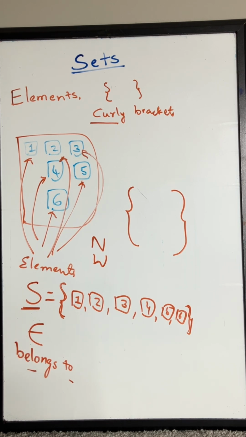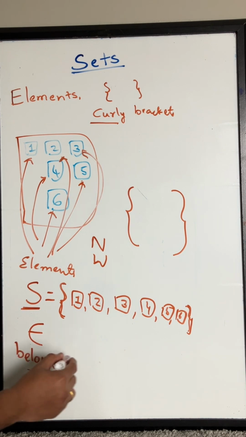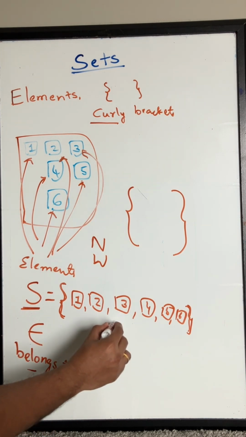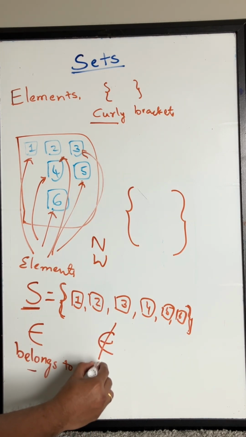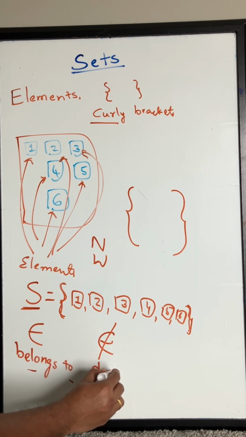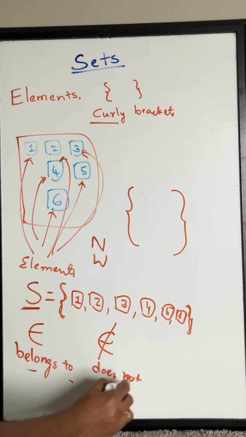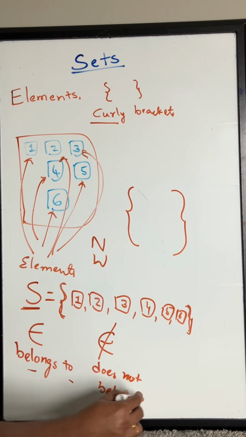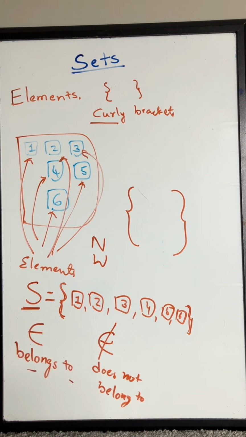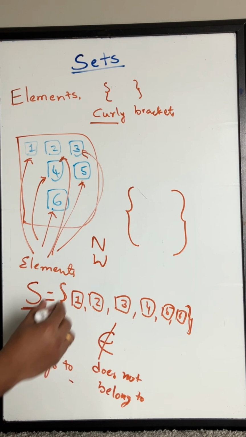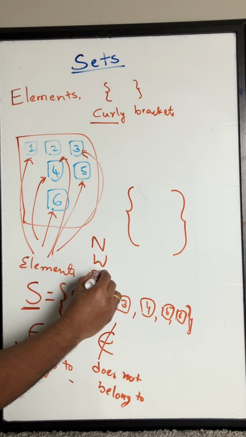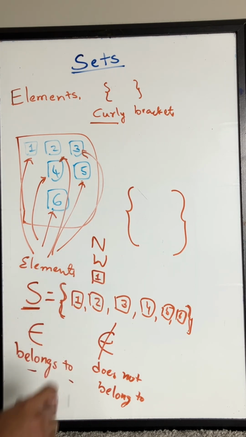Why do we use this one? Since this is belongs to, we also have, if you cross it, does not belong to. These are the two symbols. So how do we write it? One belongs to, yes, right? So stamp one. Let's write with a different thing.